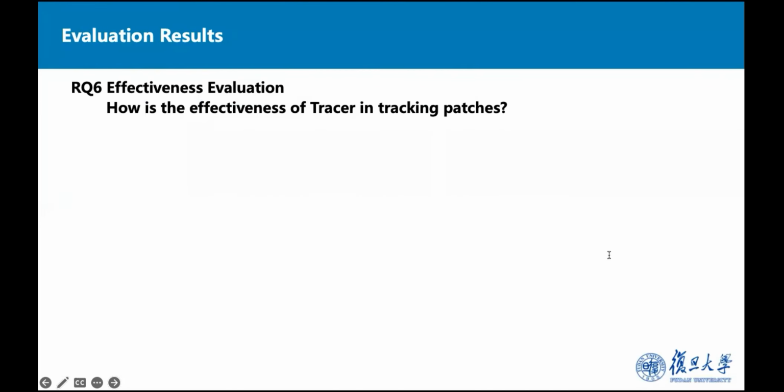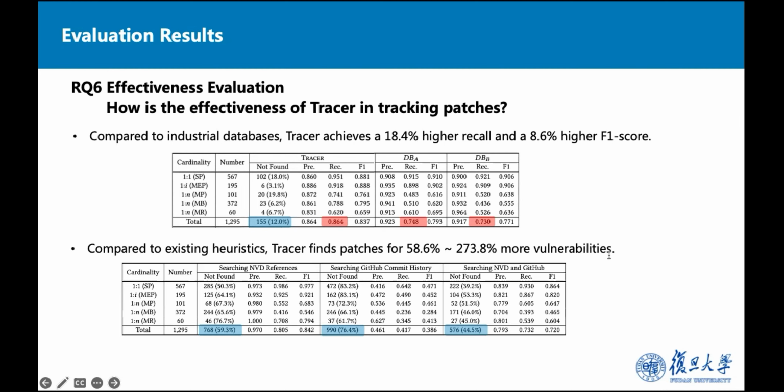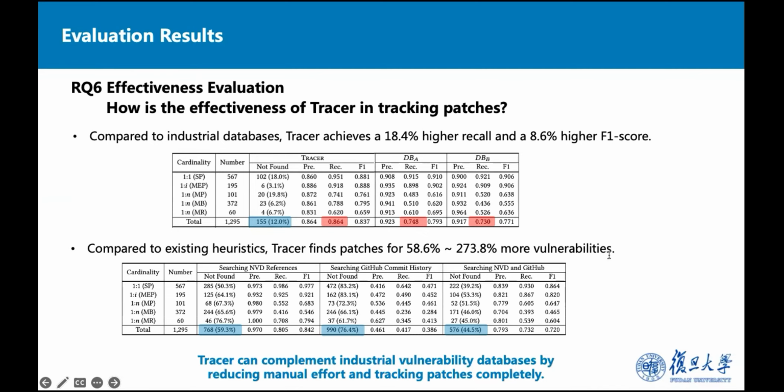In the evaluation, we do the effectiveness evaluation first to answer how is the effectiveness of Tracer in tracking patches. Compared to industrial databases, Tracer achieves an 18% higher recall and an 8% higher F-score. Compared to existing heuristics, Tracer finds patches for up to 270% more vulnerabilities. This indicates Tracer can complement industrial vulnerability databases by reducing manual effort and tracking patches completely.